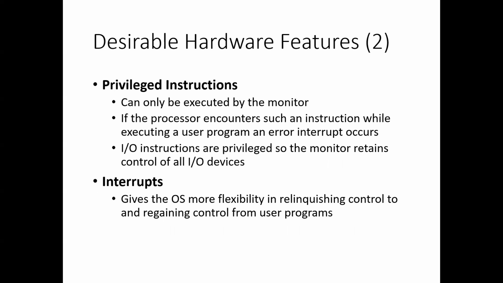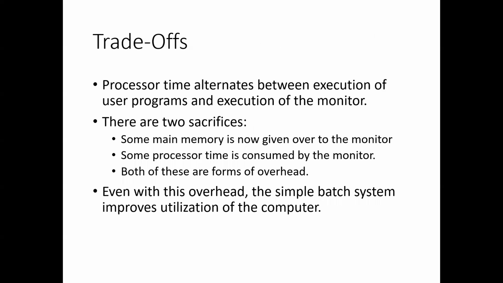There were other things like privileged instructions, which can only be executed by the monitor. If the processor encounters a privileged instruction while executing a user program, it gives you an error interrupt. I/O instructions are privileged, so the monitor maintains control of all the I/O devices. And interrupts are another desirable hardware feature that gives the OS more flexibility in relinquishing control and regaining control from user programs.